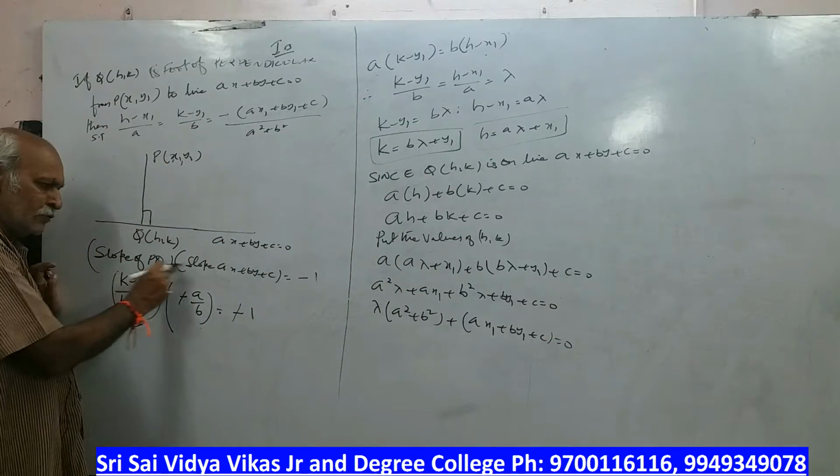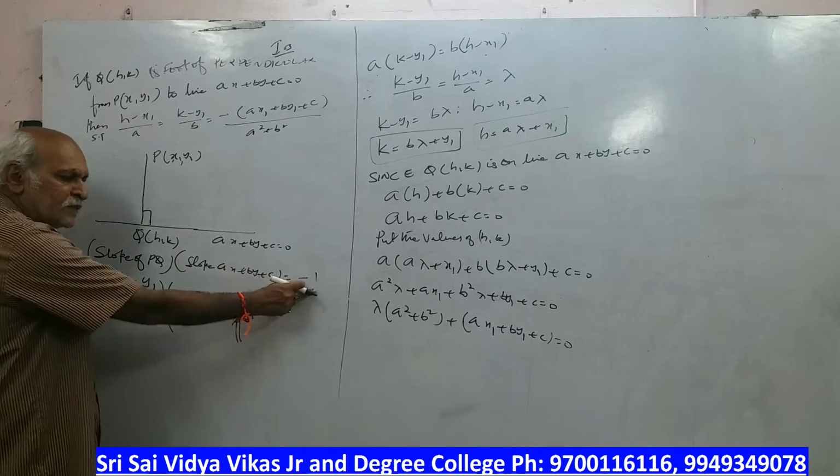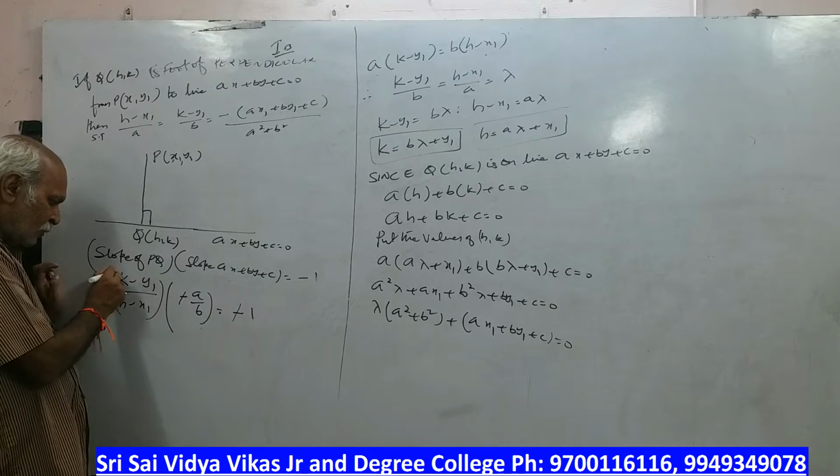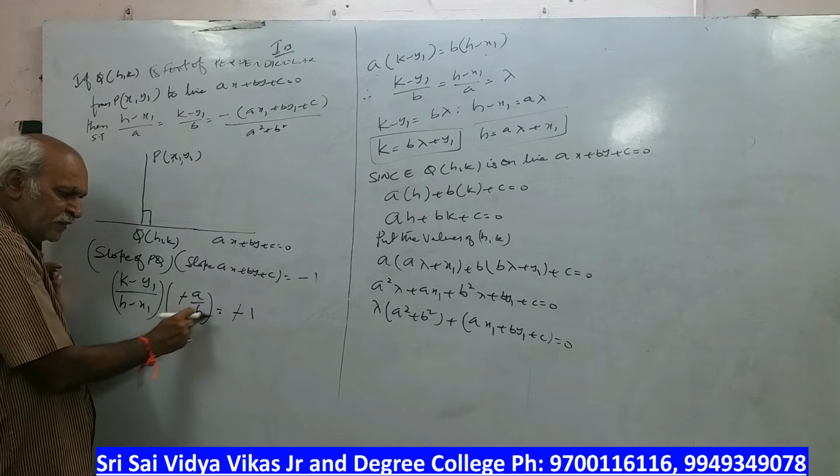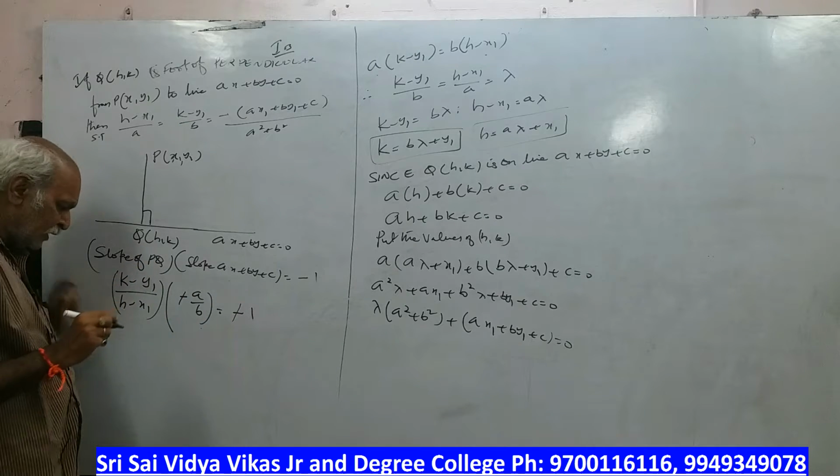So what I have done: slope of PQ into slope of the line ax plus by plus c is equal to minus 1. So the slope of the points is (y2 minus y1) by (x2 minus x1), times minus a by b, is equal to minus 1. Minus minus will get cancelled.